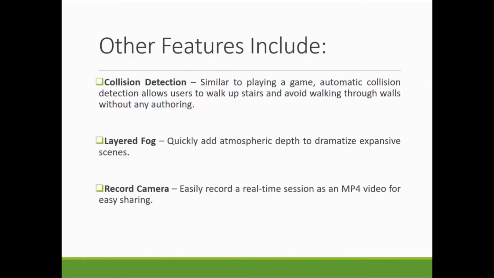These are some of the extra features of Chaos Vantage. It has collision detection, so we can walk up and down the stairs just like playing games. Usually with any other 3D application, when you are navigating around, you'll be going through the walls and all. But here in Chaos Vantage, collision detection will automatically detect the obstruction, and it allows you to move around the stairs very easily. So this feature we can use for animation and all.